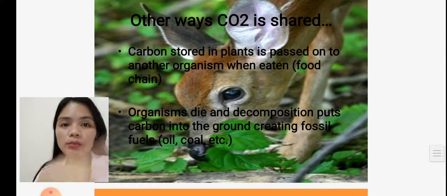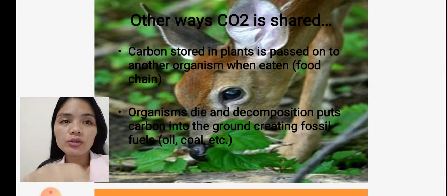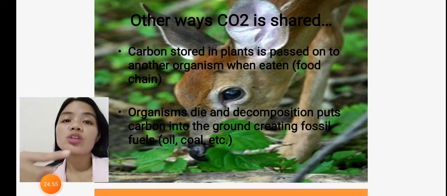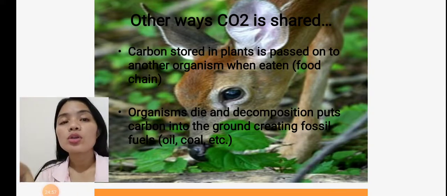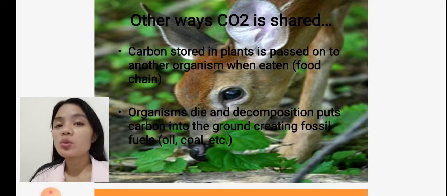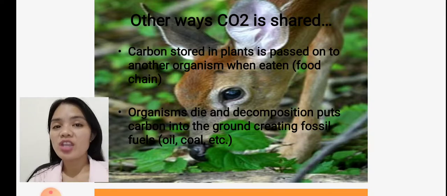Carbon is stored in plants and passed on to another organism. So, we talk about food chain in that example. So, organisms die and decomposition puts carbon into the ground, creating fossil fuels. Oil and coal naman yon. Pero matagal na process yung oil and coal. Mas mabilis yung sa food chain.